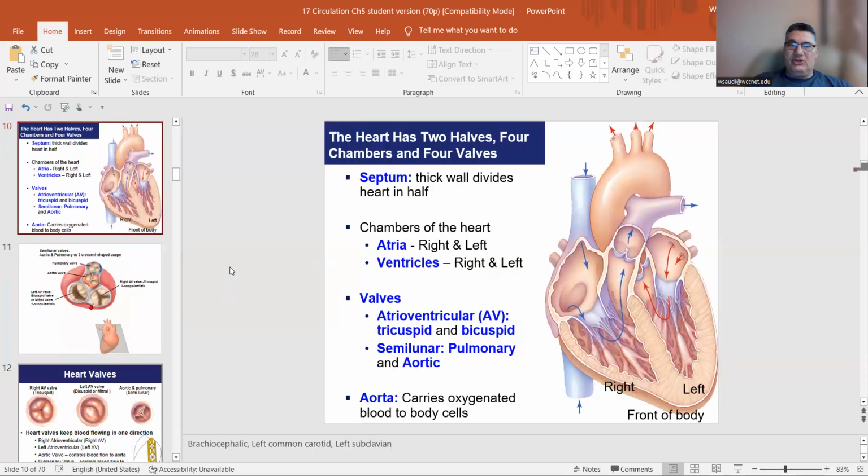If you're going to see pictures, it might be these main components right here, okay? Like superior vena cava, inferior vena cava, right atrium, right ventricle, left atrium, left ventricle, the valves, and these big vessels.